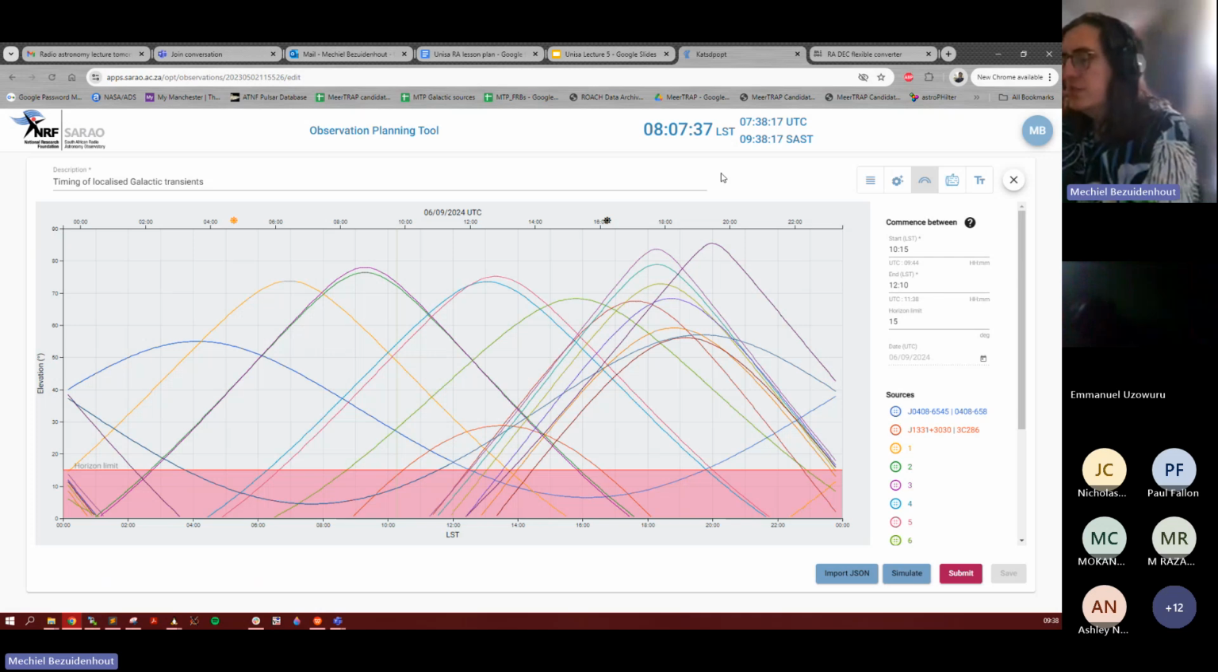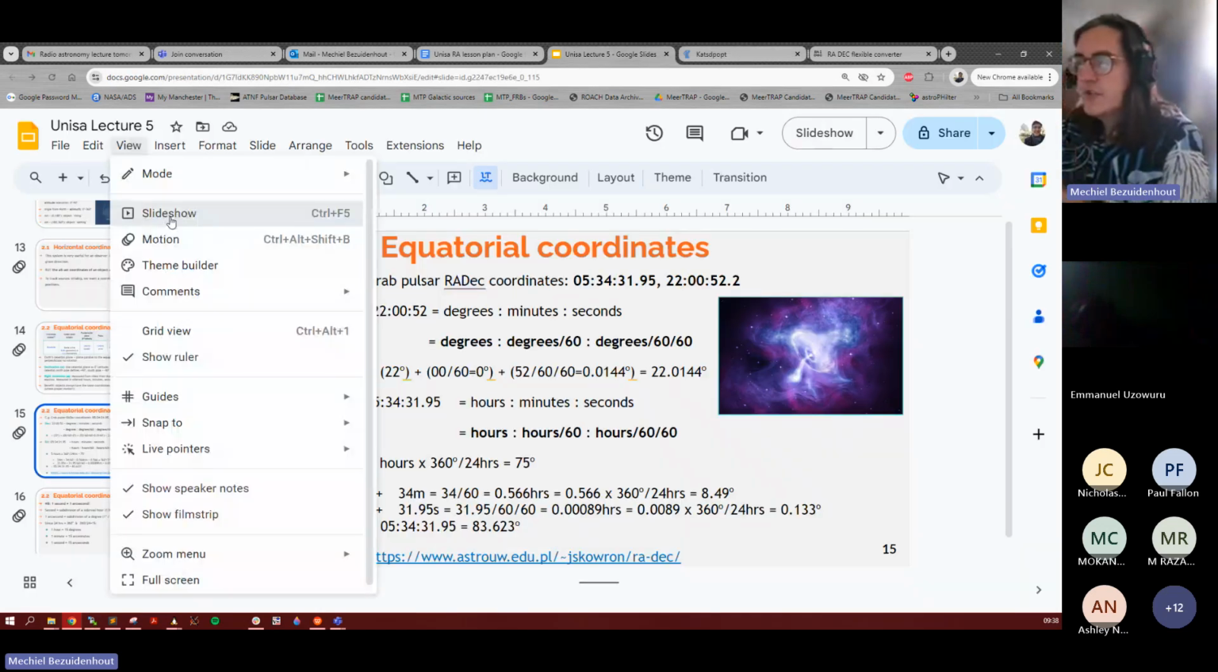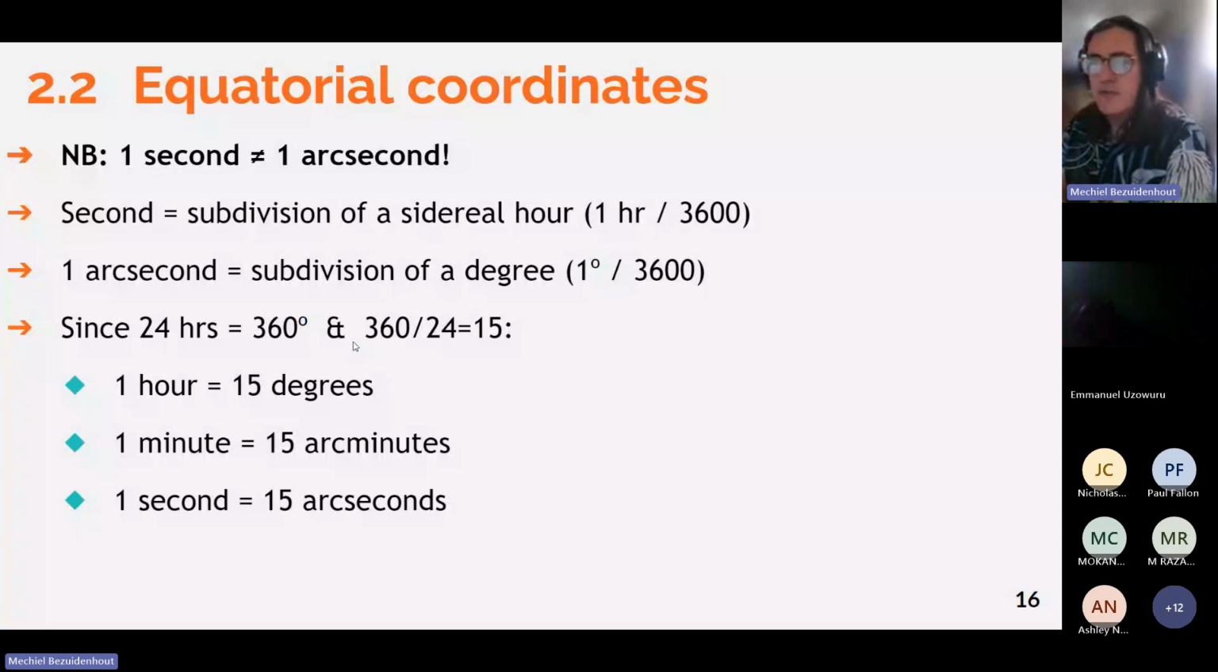Just to emphasize one point that you have to be very careful with when you're dealing with equatorial coordinates: 1 second is not the same as 1 arc second. It's very confusing, but you have to always be mindful whether you're working in degrees or in hours. A second is a subdivision of a sidereal hour. It's an hour divided by 3,600. An arc second is a subdivision of a degree. It's 1 degree divided by 3,600.